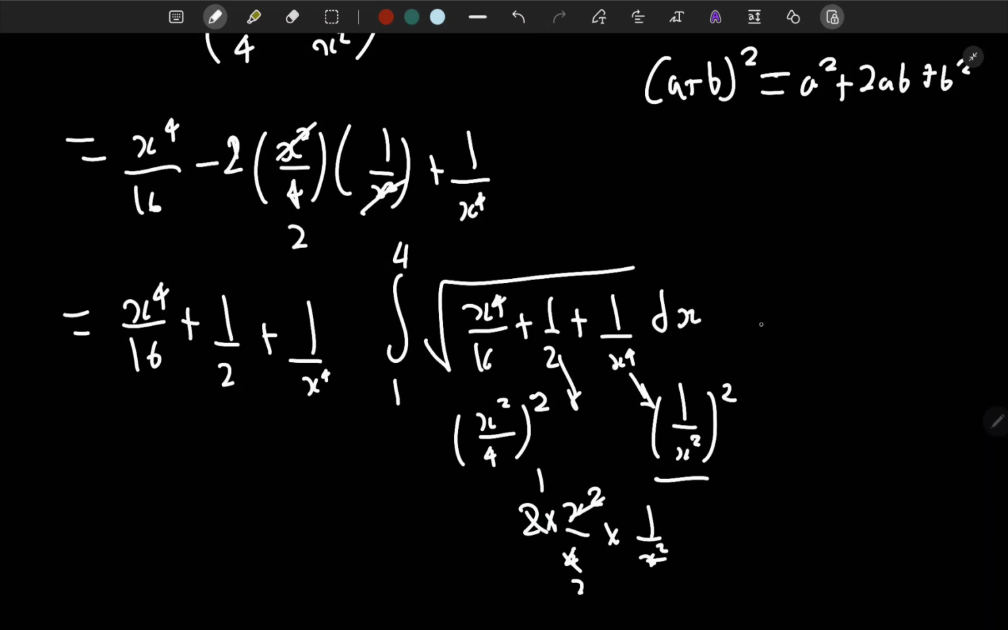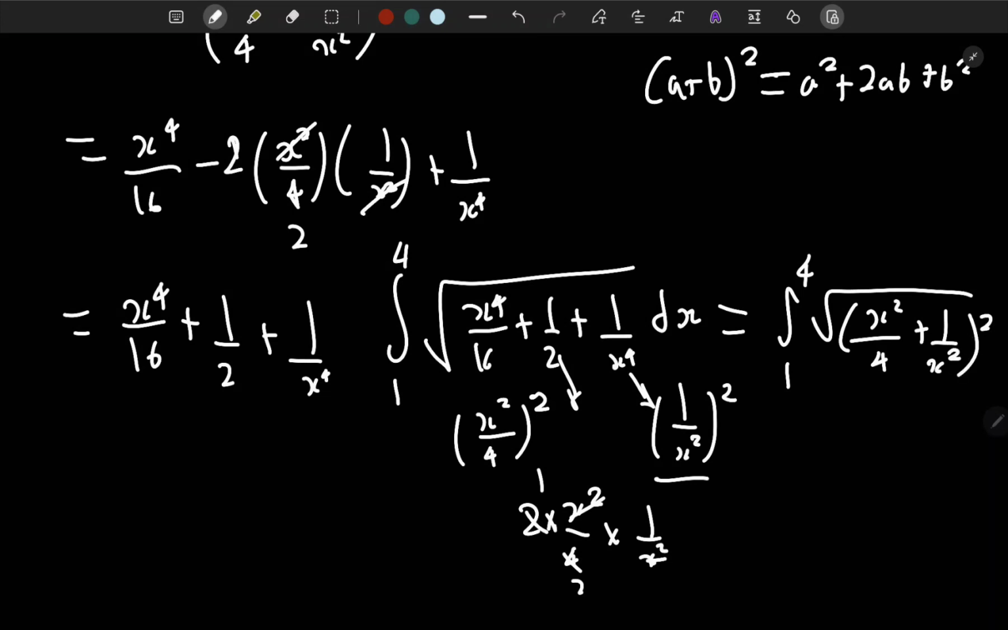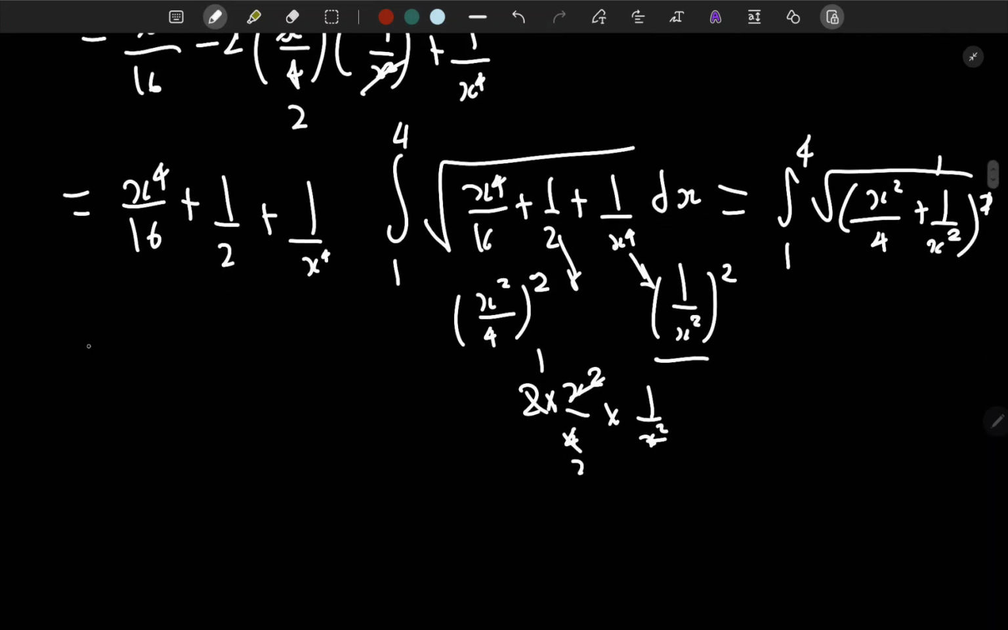So this entire thing is going to be equal to integration from 1 to 4 of the radical of x squared over 4 plus 1 over x squared, squared, and now we can cancel the square root and the square. So now all we're left with, I'm going to write it over here, is the integration from 1 to 4 of x squared over 4 plus 1 over x squared dx.